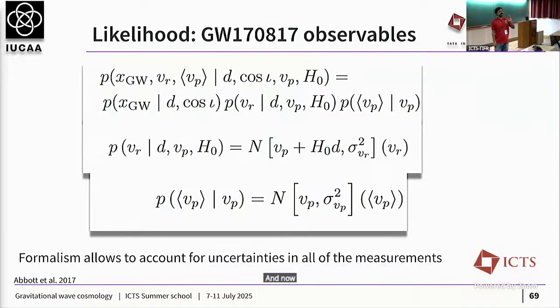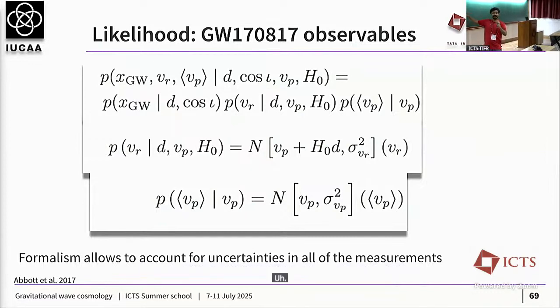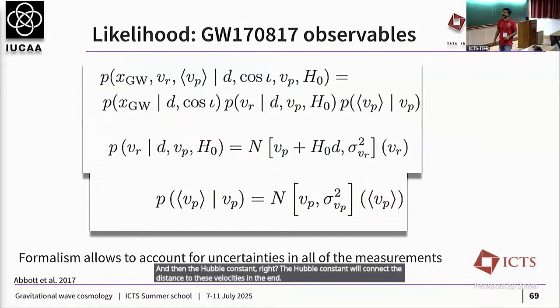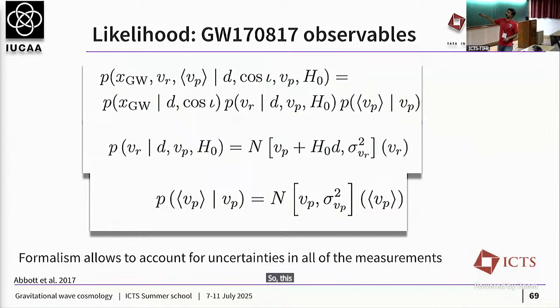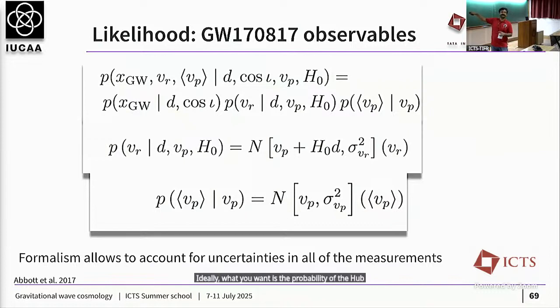Now the parameters of your interest are the true distance to this event, and the inclination angle, because you saw that the amplitude depends upon both the distance and the inclination angle. Then the peculiar velocity will play a role because of the frequency shifts that you have. And then the Hubble constant. The Hubble constant will connect the distance to these velocities in the end. So this is the likelihood. It is called the likelihood because you are trying to predict the data given the parameters. These parameters are things that you want to infer. Ideally, what you want is the probability of the Hubble constant given this data.